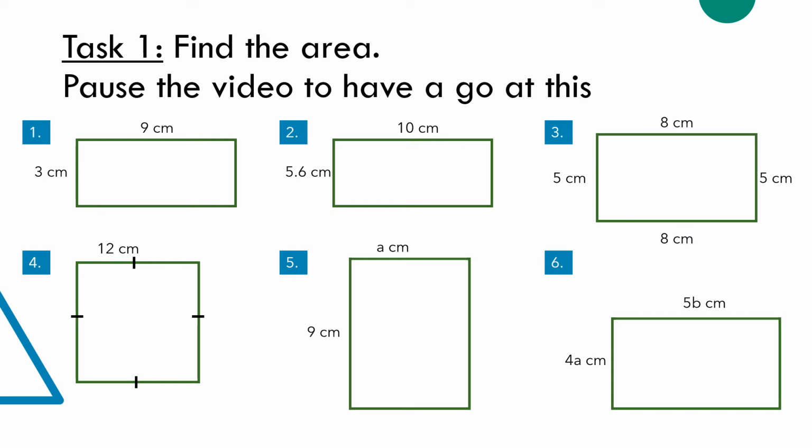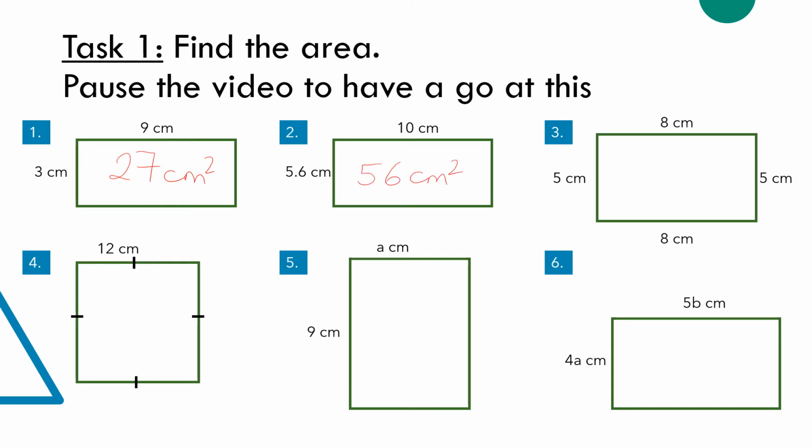Hopefully you've now had a go at this. I'm very quickly going to go through the answers. So the first one is 3 times 9, which is 27. You should have centimetres squared for that one. The second one would be 5.6 times 10, that's 56, and again it's centimetres squared.